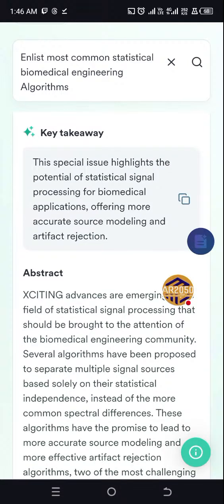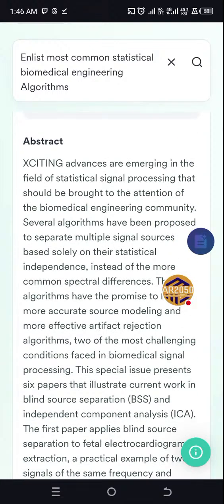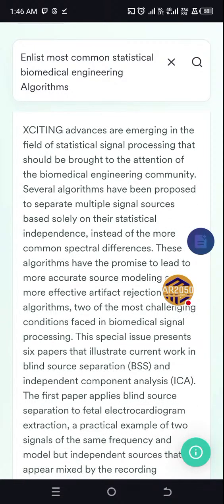This special issue highlights the potential of statistical signal processing for biomedical applications, offering more accurate source modeling and artifact rejection. Exciting advances are emerging in the field of statistical signal processing that should be brought to the attention of the biomedical engineering community. Several algorithms have been proposed to separate multiple signal sources.